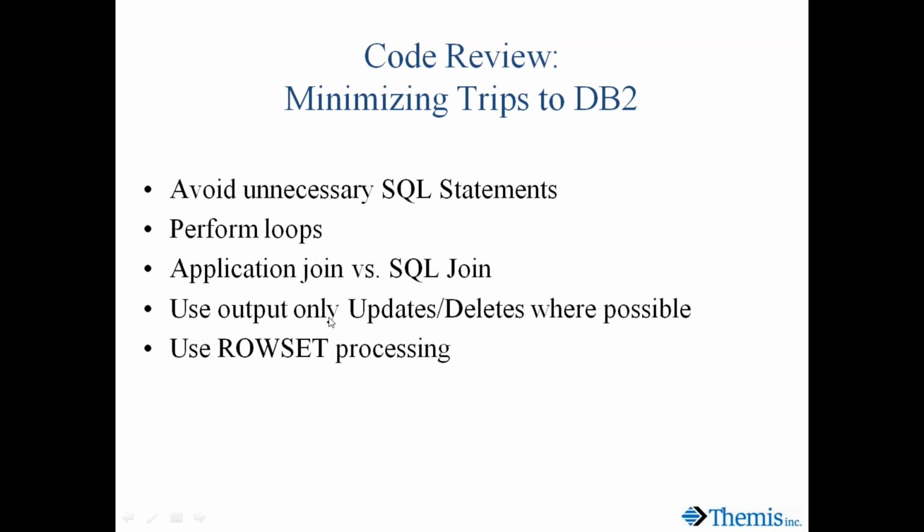Also, strive to do output-only updates and deletes. You have no idea how many times I go out there and see a select, is the row there? Okay, then update it or delete it. Why don't you just put in the where clause the identifying information, and if it's there, it gets updated or deleted, output-only. And DB2 will give you a not found condition if it's not there, rather than going to DB2 to select it when you are just verifying it's there and going back.